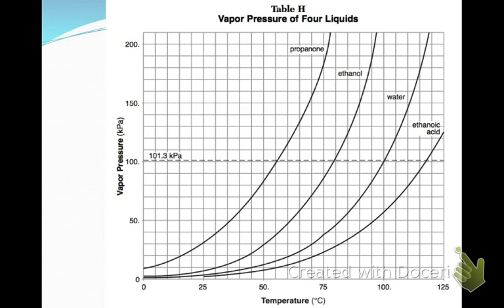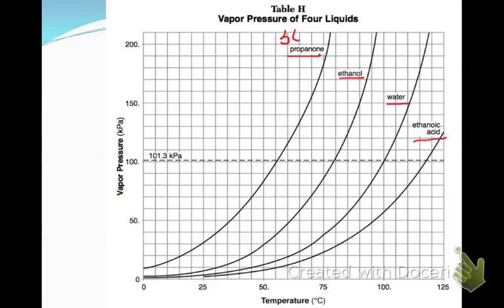Let's take a look at Table H. So you have 4 different compounds here: propanone, ethanol, water, and ethanoic acid. From Unit 2, we should be comfortable with what each of these are. Prop means that there's 3 carbons. The one means that this is a ketone. So use Table R to help you think about what the structure looks like.